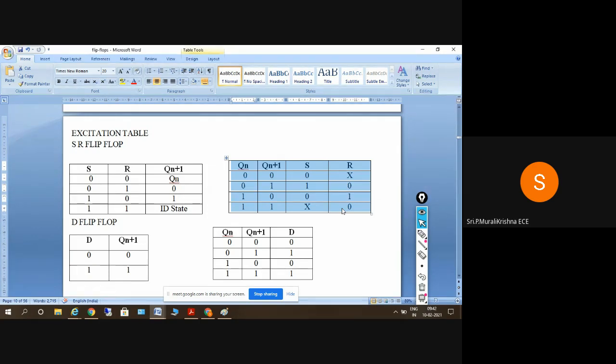So in excitation tables, we'll identify the inputs which are responsible for change of the state. Whether the present state is 0, the next state is... there are 4 possible states here: 0 to 0, 0 to 1, 1 to 0, and 1 to 1. So we have to identify the inputs which are responsible for this change of the states here. So that is about SR here. So excitation table of SR flip flop.